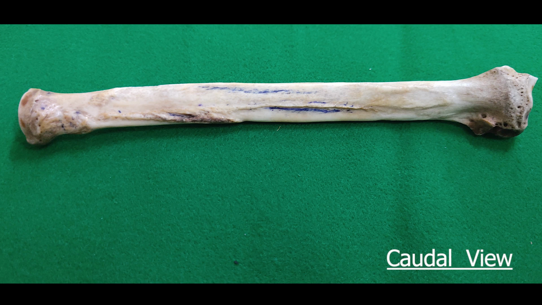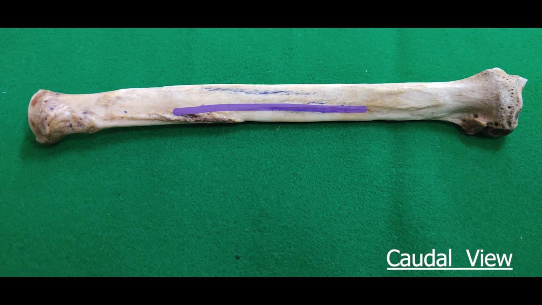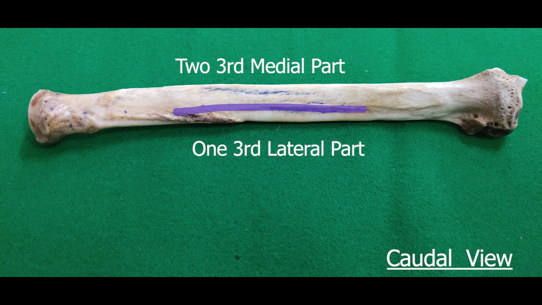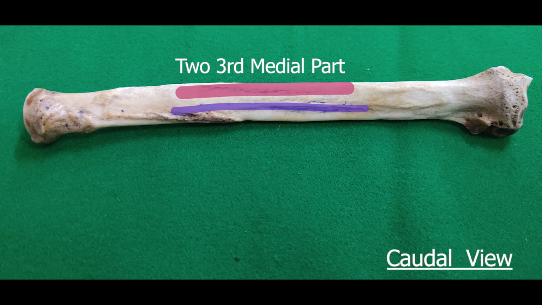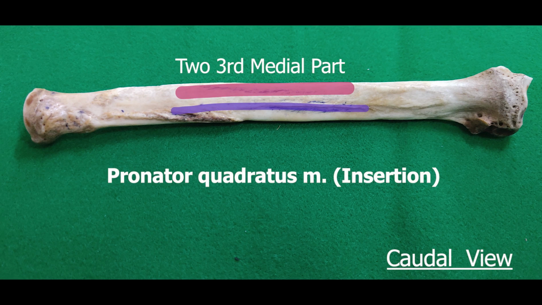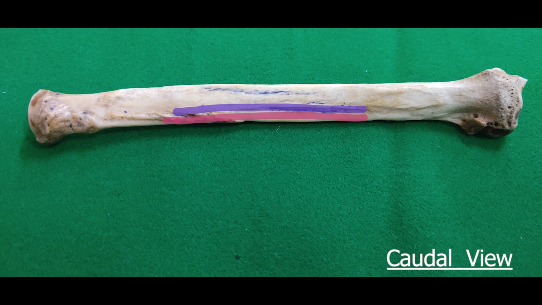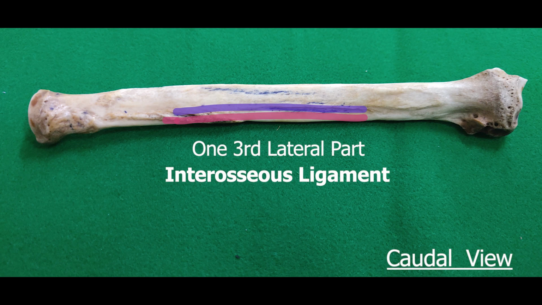As we have seen, the caudal surface is rough, which is divided into two flat areas by the interosseous border. This interosseous border divides the caudal surface into a 2/3 medial part and a 1/3 lateral part. The 2/3 medial part provides the surface for the attachment of pronator quadratus muscle, and to the 1/3 lateral part, the heavy short interosseous ligament that unites the radius and the ulna attaches on this raised roughened area.